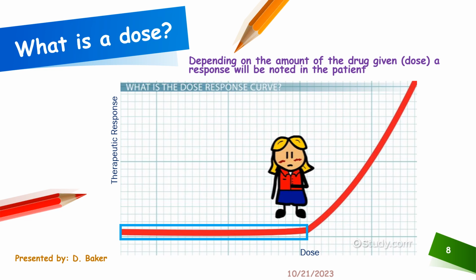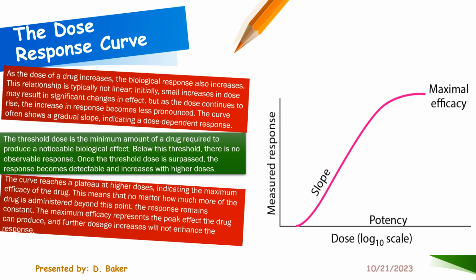So depending on the amount of drug given, a dose response is going to be noted in the patient, and you will see that from this dose response curve that is displayed here. Now, as the dose increases, the therapeutic response is going to be increasing. But this response will not be noted in the patient until the threshold point is reached, or the minimum concentration of the drug, that we discussed earlier as the threshold dose for the drug.